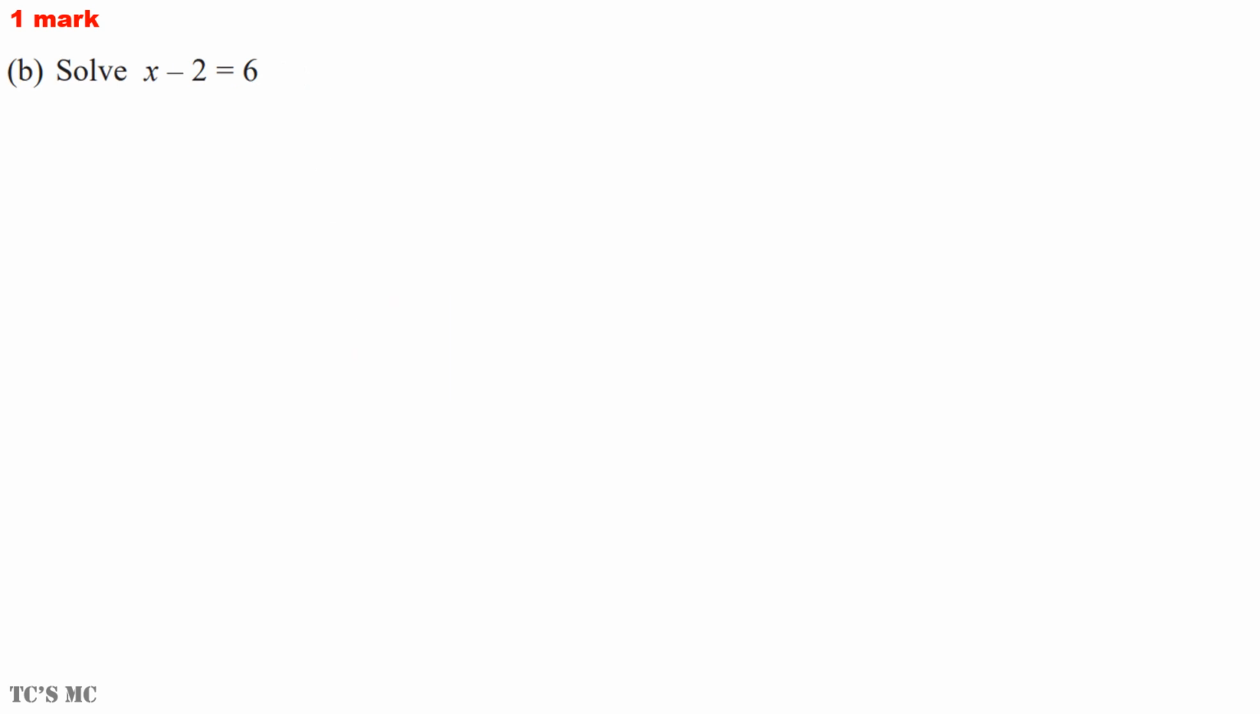Solve x subtract 2 equals 6. If I do add 2 on both sides, I have x equals 8. And again, just writing x equals 8 is fine.